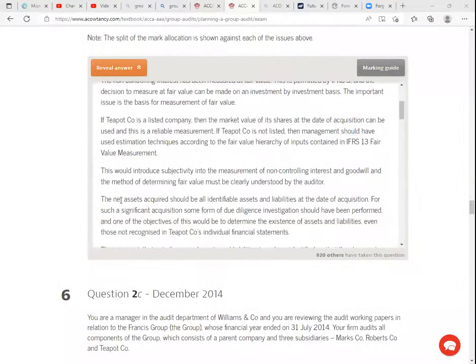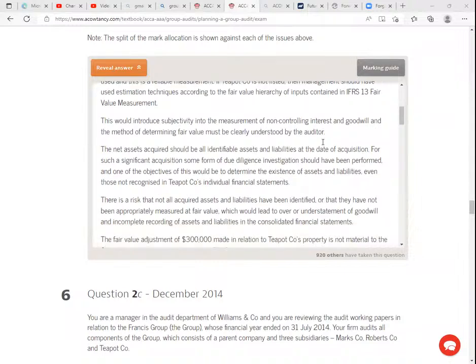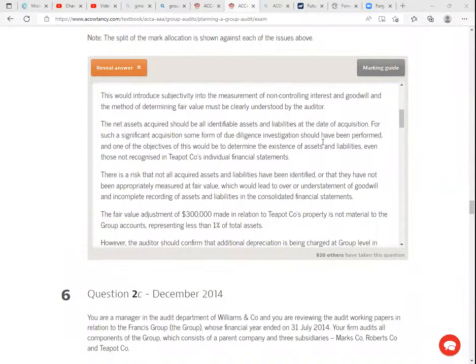So we are told here that this would introduce subjectivity to the measurement of non-controlling interest and goodwill, and the method of determining fair value must be clearly understood by the auditor. The net assets acquired should be all identifiable assets and liabilities at the date of acquisition. For such a significant acquisition, some form of due diligence investigation should have been performed. One of its objectives would be to determine the existence of assets and liabilities, even those not recognized in Teapot Company's individual financial statements.